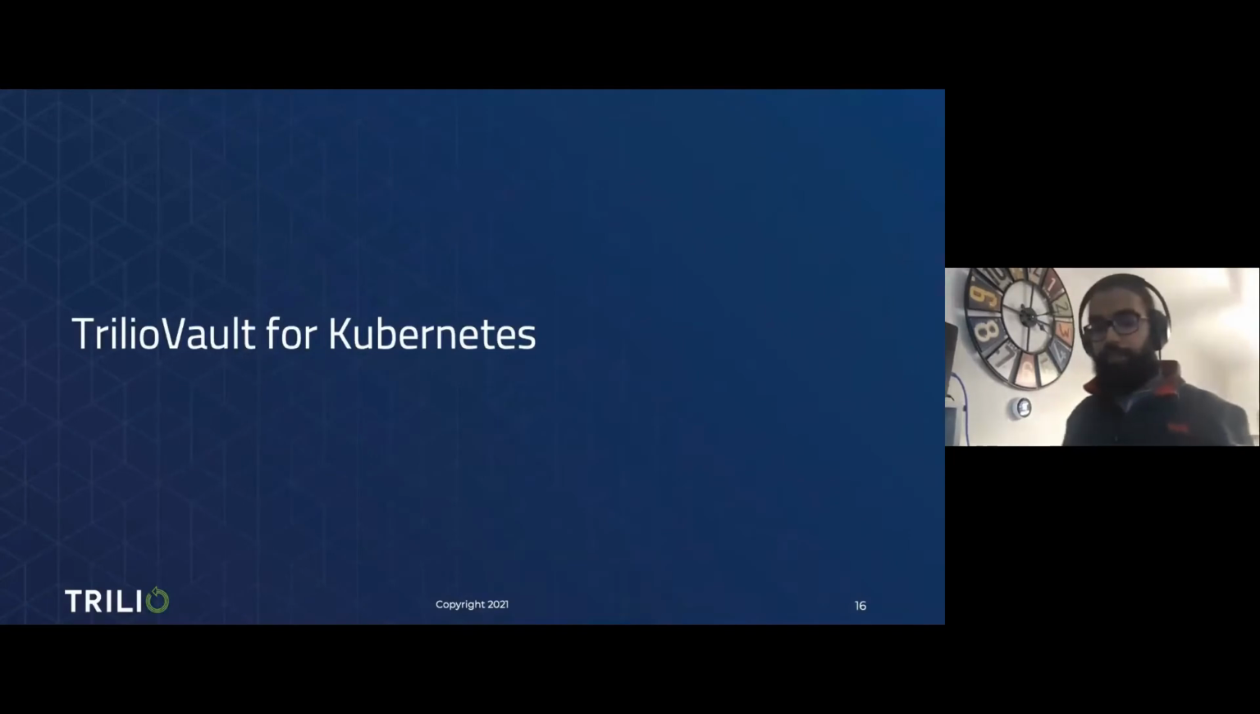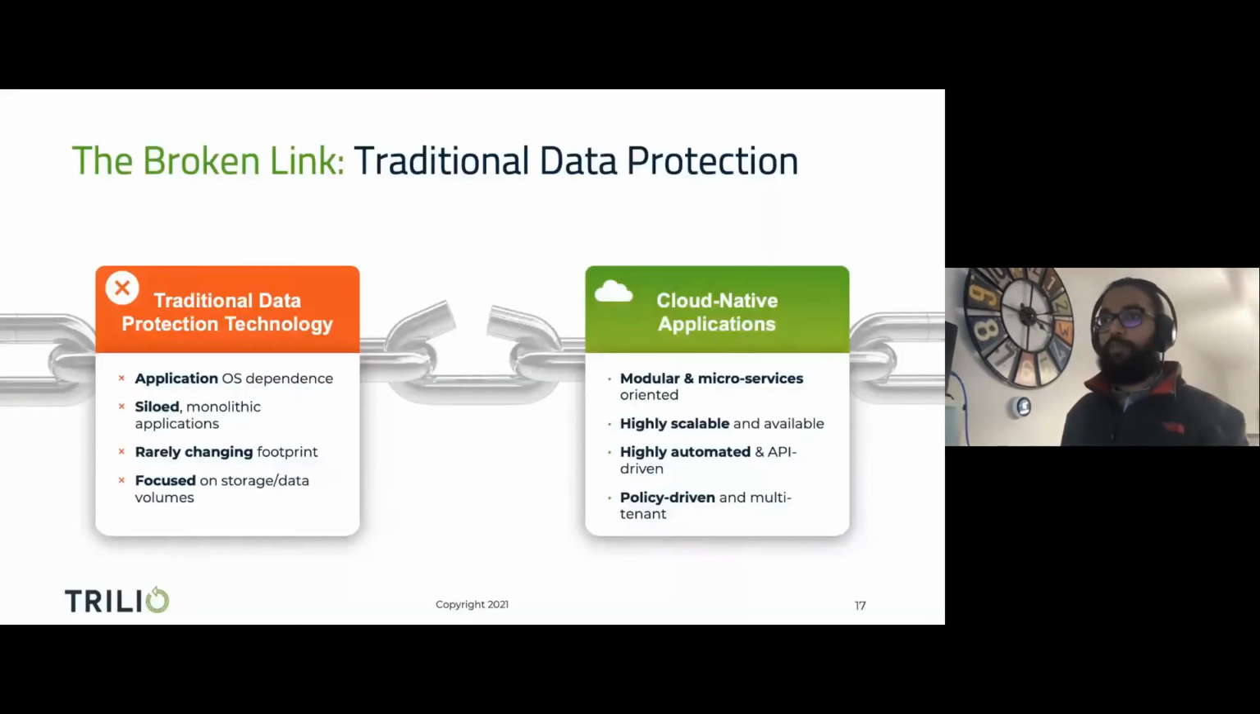Now that we have introduced the container platform, which is OpenShift, and the container storage, which is OCS, let's talk about TrilioVault for Kubernetes, which is the data protection and the data management solution across the OCP and OCS products. So firstly, data protection is not new. Why do we need a new technology like TrilioVault for protecting cloud-native applications in general?